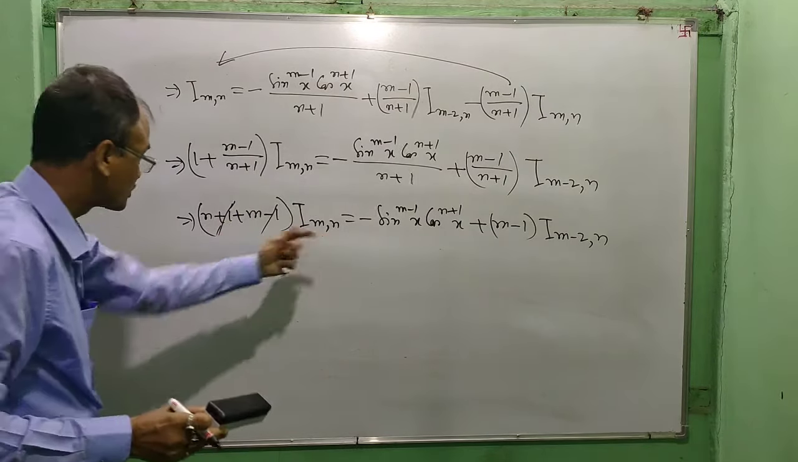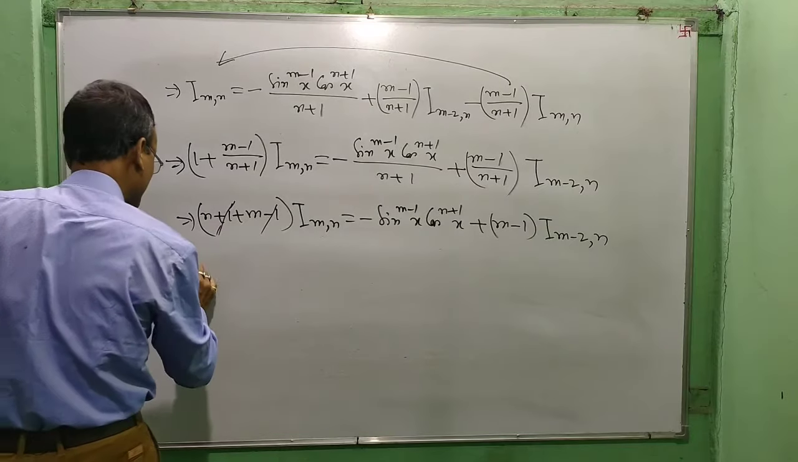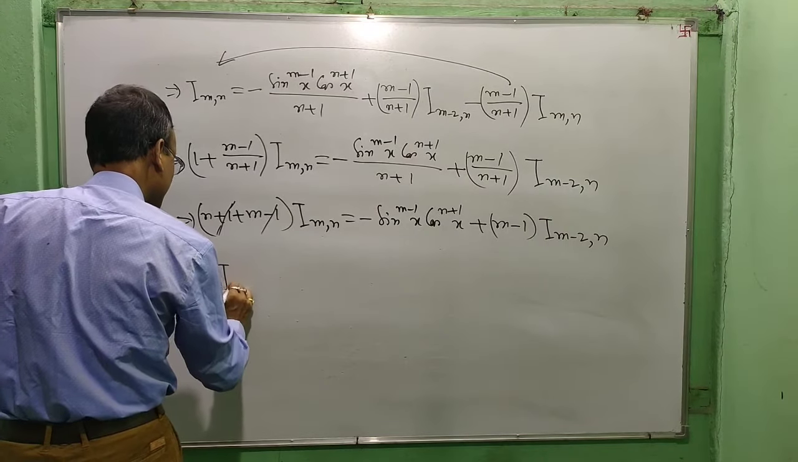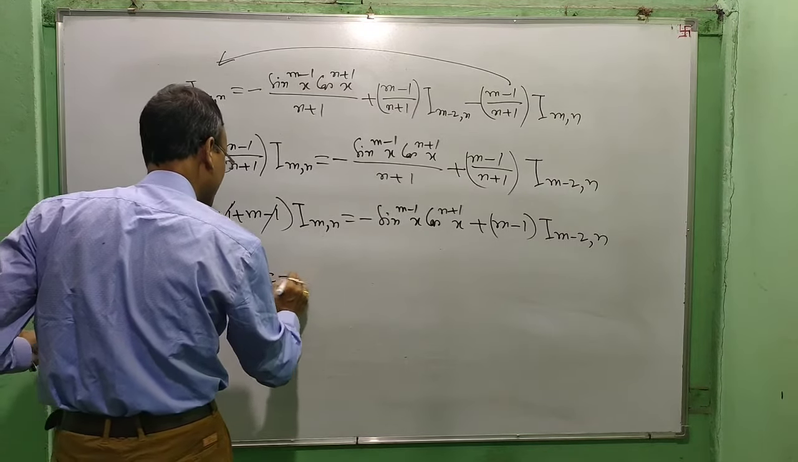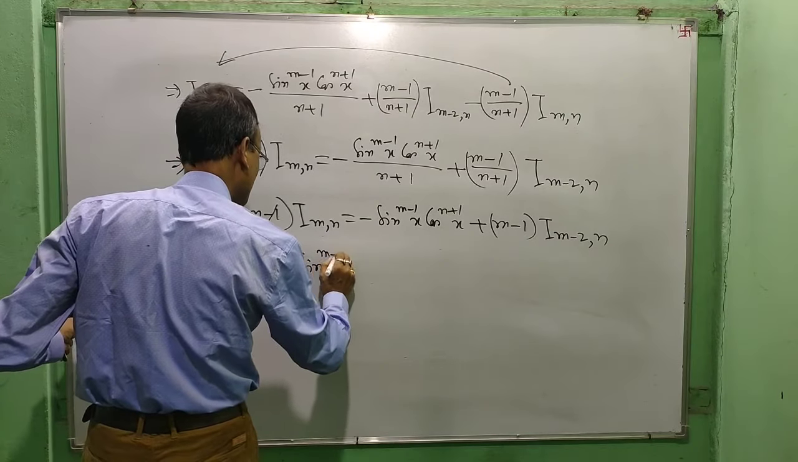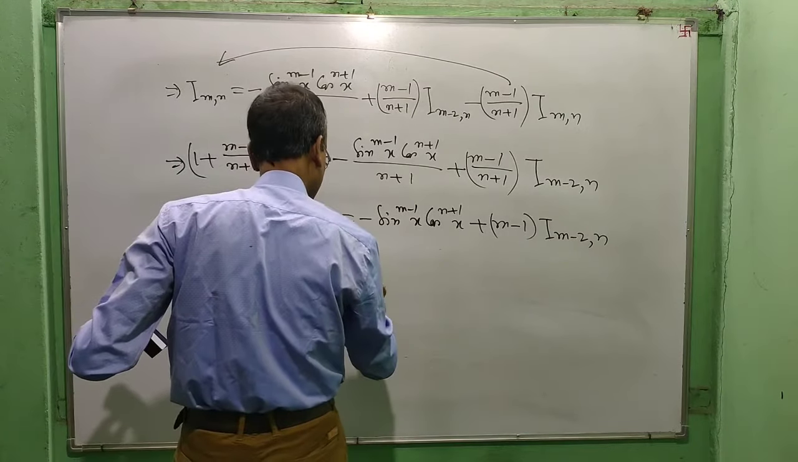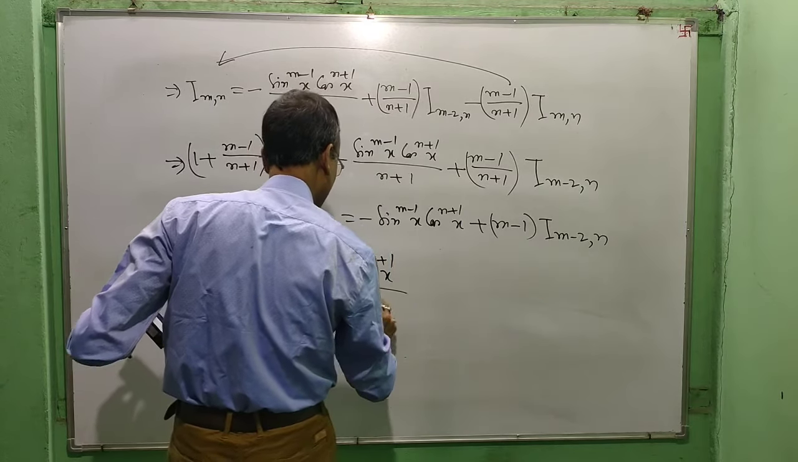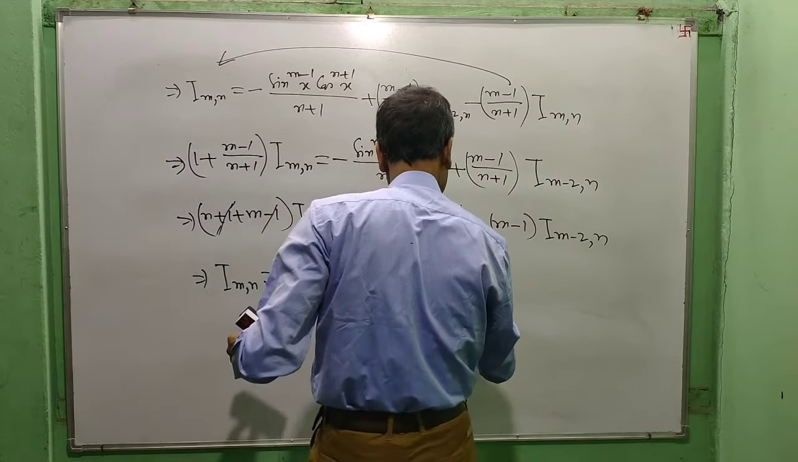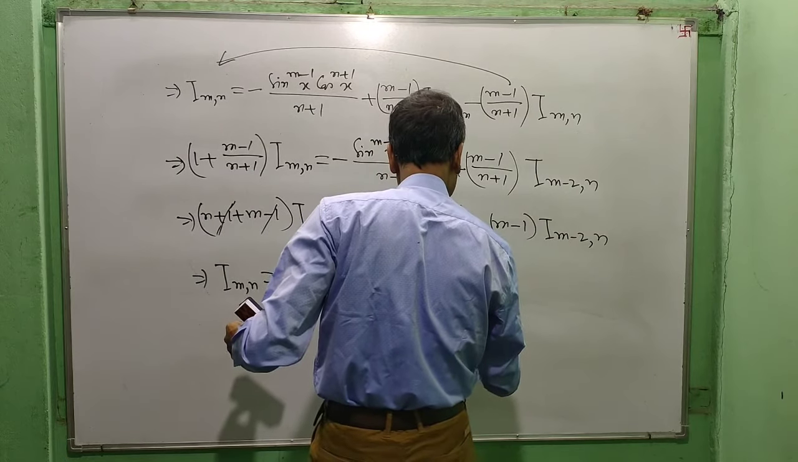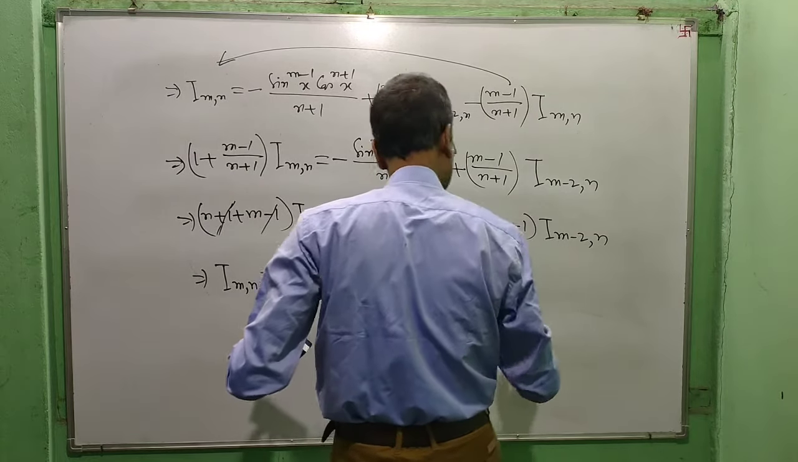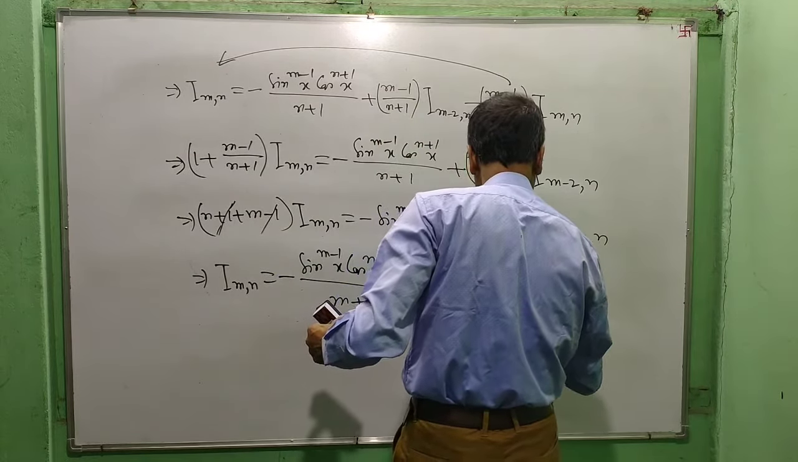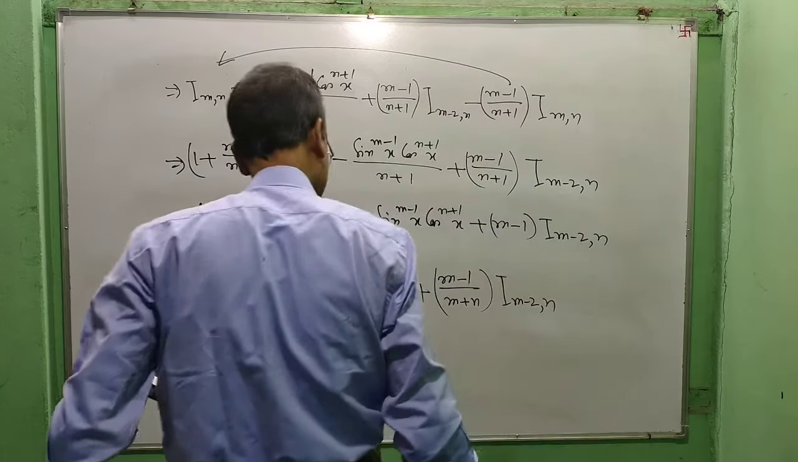Now, divide both sides by m plus n. You will get I m n equal to minus sin to the power m minus 1 x cos to the power m plus 1 x divided by m plus n plus m minus 1 by m plus n into I m minus 2 n.